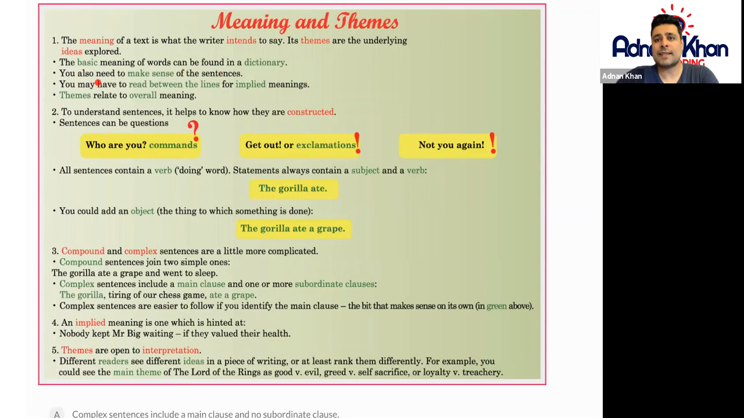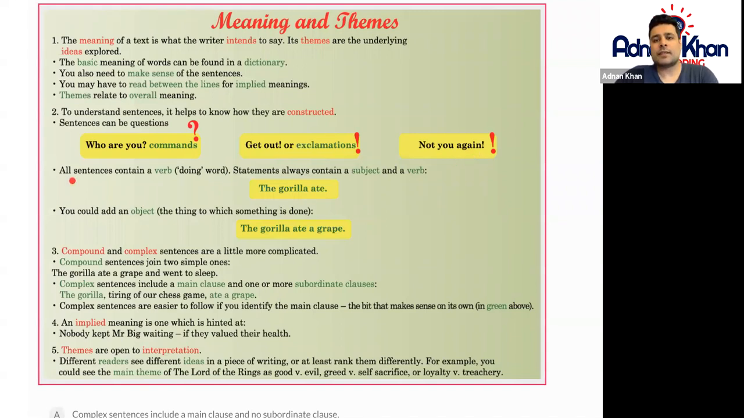You also need to make sense of the sentences. You may have to read between the lines for implied meanings. Themes relate to overall meanings of a text. To understand sentences, it helps to know how they are constructed. Sentences can be questions. Who are you? These are commands. Get out. Or exclamations, for example, using an exclamation mark. Not you again. Again, we use an exclamation mark here.